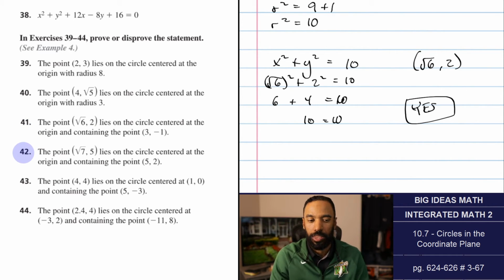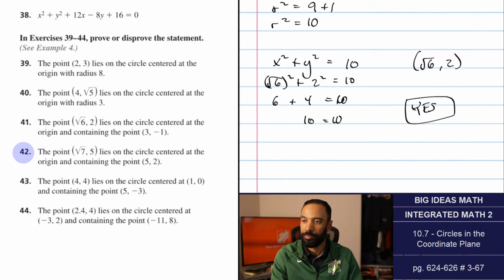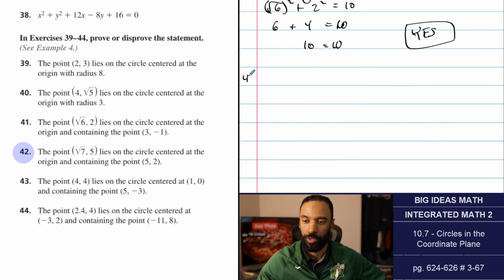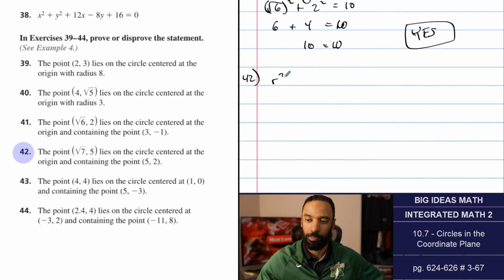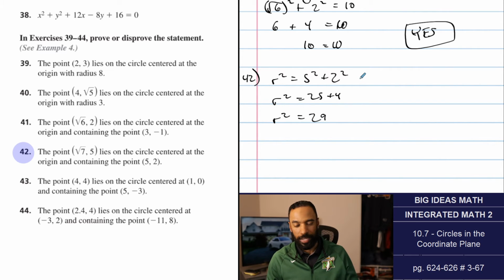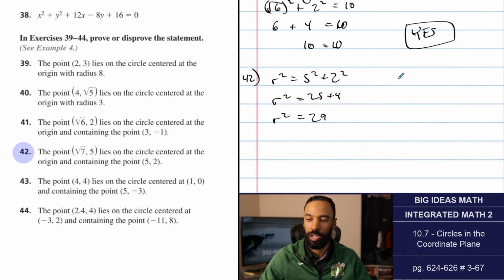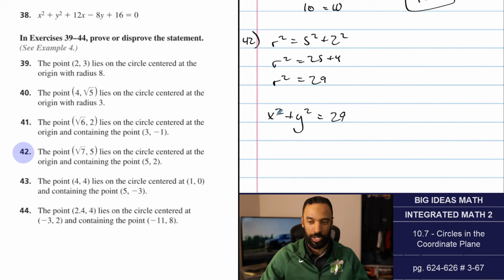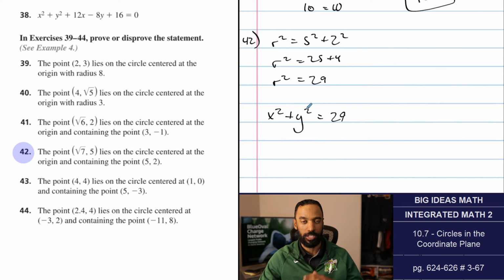Number 42. The point root 7 comma 5 lies on the circle centered at the origin containing the point 5, 2. So let's find the 5, 2 bit. r squared is 5 squared plus 2 squared. So that's 25 plus 4, which is 29. If r squared is 29, we're trying to see if root 7 comma 5 goes there. The equation for this one is x squared plus y squared equals 29. Remember, the center is at the origin, so there's no shift. There's no x minus h or y minus k.